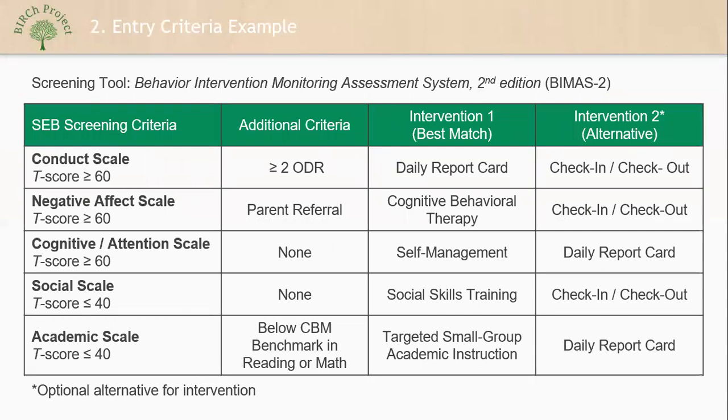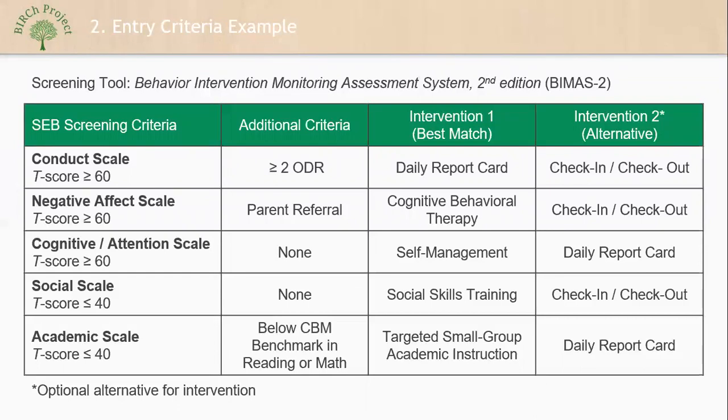This is just an example of some outlined entry criteria for a particular screening tool. In this example, the Behavior Intervention Monitoring Assessment System, or the BIMAS. The BIMAS has 5 scales, 3 of which are problem scales: conduct, negative affect, and cognitive attention, and 2 which are adaptive skills, social and academic.